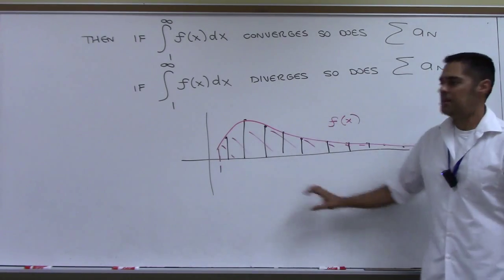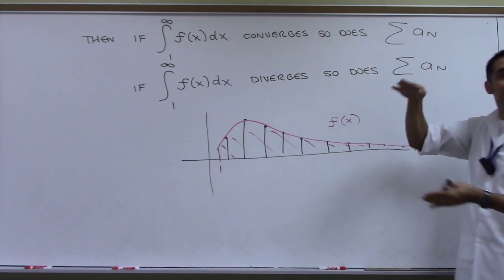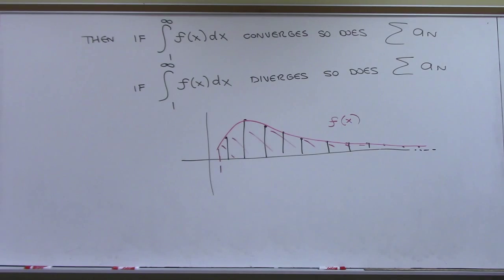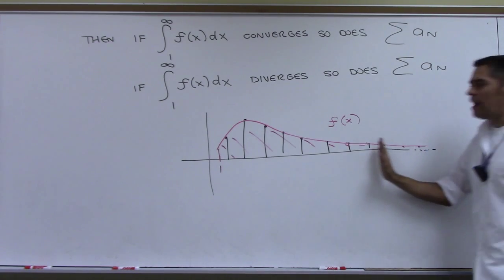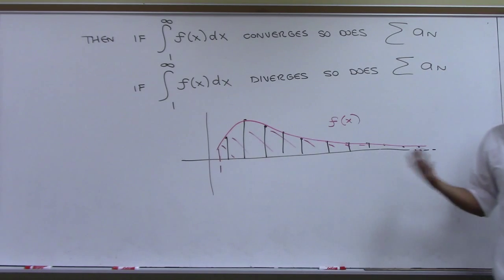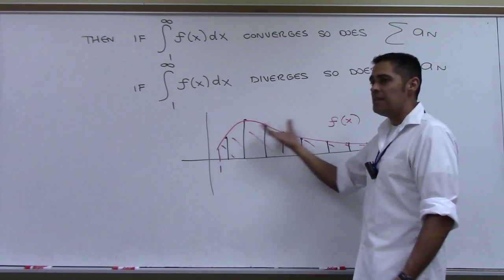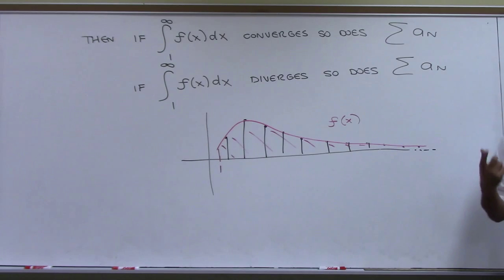Isn't that right? I take whatever the first number is, I stack this one on top, that one on top. So you're just adding up all these lines, these lengths. Those lengths have to be less than the area, doesn't it? So if the integral converges, so does the series, right? On the other hand, if this area is infinite, the series has to be infinite.